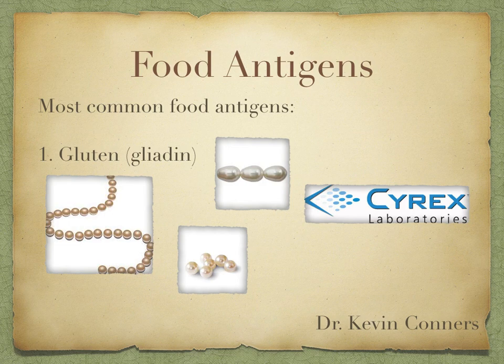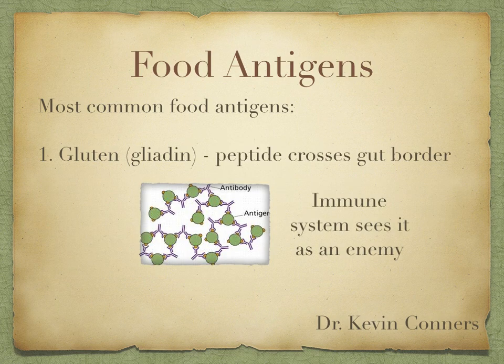So running this test on people is very good. It's not just testing for peptides of gluten. It's testing for about 200-300 different foods that you could have this going on. I just gave you the example of gluten here. So we have to look at that. These peptides cross the gut border. These sections, these pieces of the pearl necklace, cross the gut border.